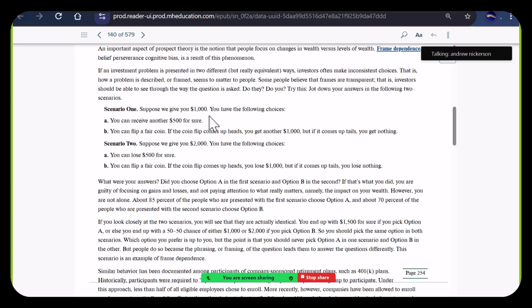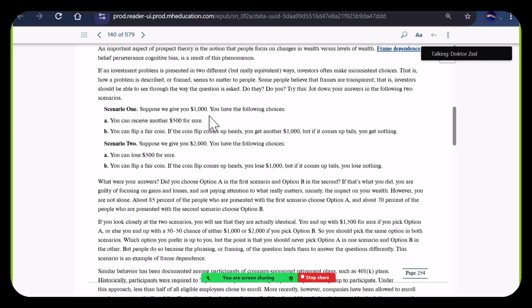Well, okay. Well, it looks like about 85% of people who are presented the first scenario choose option A. They just want to make sure that they get to 500. And about 70% of people who are presented with scenario two choose option B. Why? Because they already have more money.